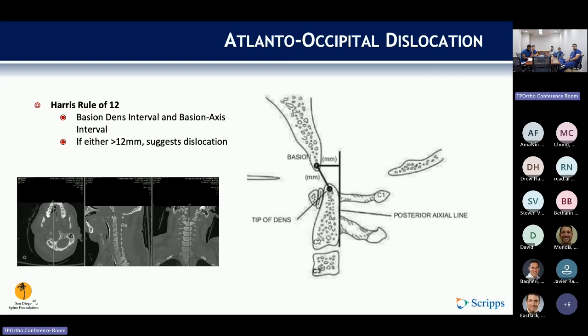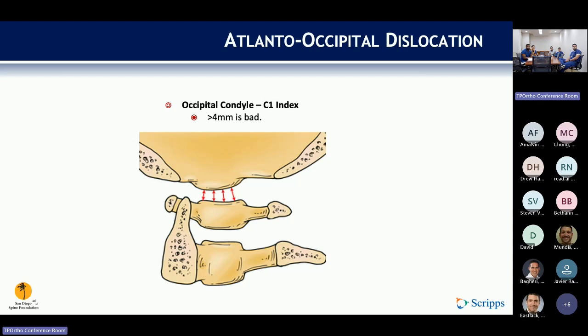You also have the Harris rule of 12. And so you want to look at the basion-dens interval and basion-axis interval. If either of these are greater than 12, you really got to be suspicious for AOD. And then here, when you're quickly looking at the CT scan, you do want to see almost like a golf ball on a tee. You don't want to see too much diastasis or anything like that. This could also be a subtle sign or cue to AOD.